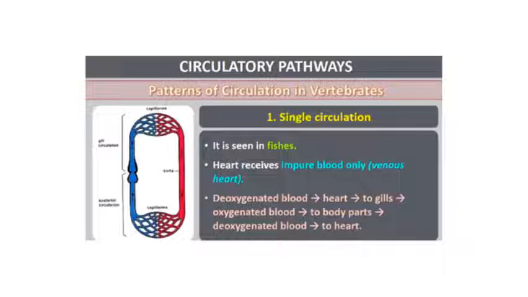So the deoxygenated blood will come to the heart. The blue colored is deoxygenated. It goes to the gills, which is the main organ where diffusion happens. It is converted into oxygenated blood. As CO2 is out, oxygen is in now. And then this oxygenated blood is sent to all the body parts. Again, the body parts use it, so it is converted into deoxygenated blood, which is sent back to heart, and this way the cycle goes on.